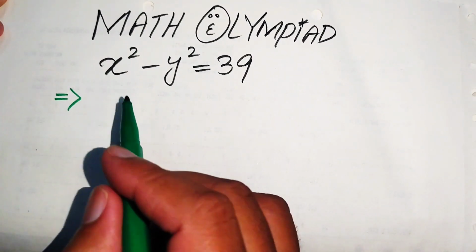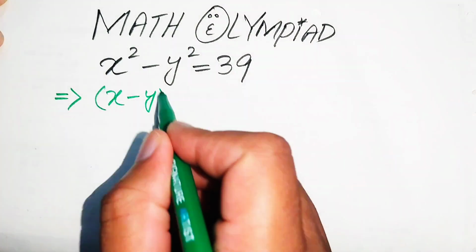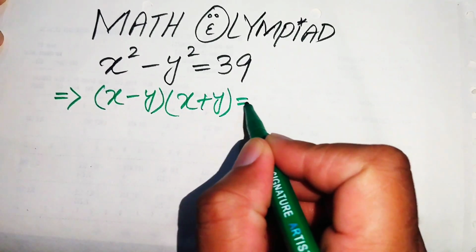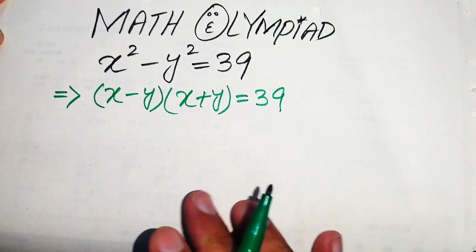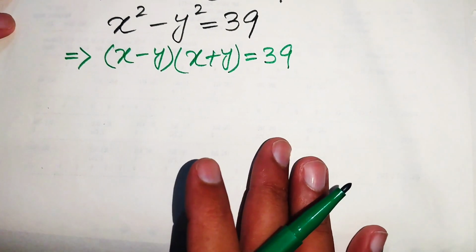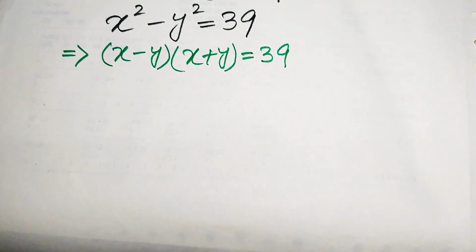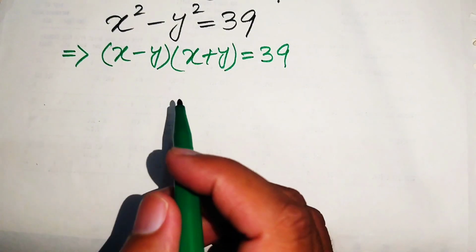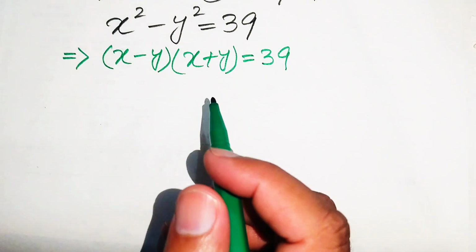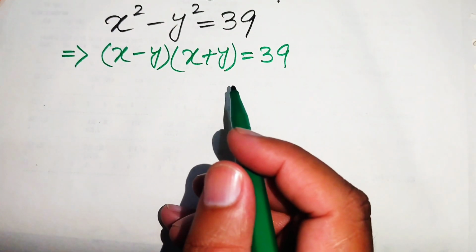So we know that x² − y² is equal to (x − y)(x + y), and it is equal to 39. Now in the next step you see that the left-hand side has two factors multiplied by each other, but the right-hand side has only one factor. So now it is time to find the possibilities in which the right-hand side is the product of two factors.